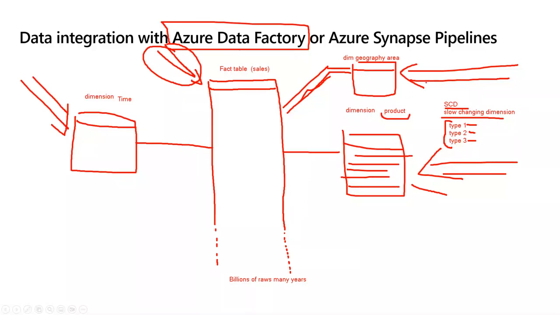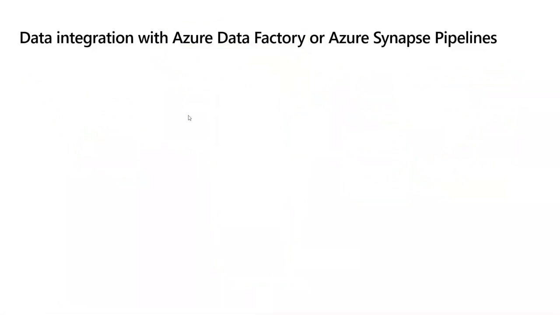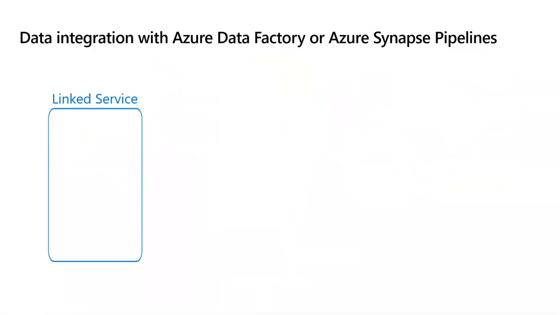So let's have a look at how this ETL process gets put in place. First things first, you need linked services in Azure Data Factory and Synapse pipelines, and they are much like a connection string. I mentioned that previously, because it's something we saw yesterday, but I'm going to repeat it again. Connection string. So that's what they are.